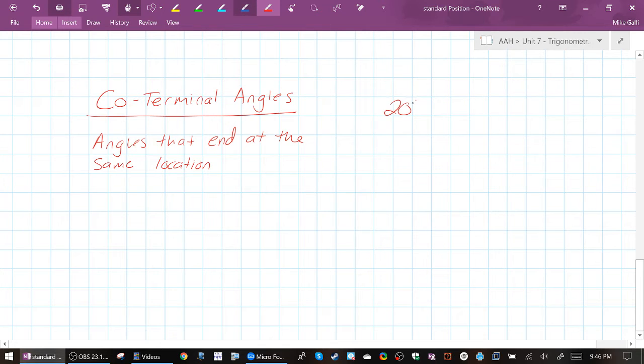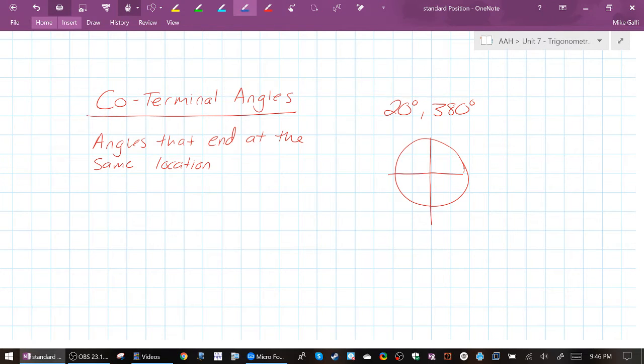We'll say 20 degrees and 380 degrees. These are coterminal. And let's figure out why. So if I'm looking at a circle, 20 degrees is right here. 20 degrees, right? So what we're saying is, if I found 380 degrees, it should be at the exact same location as the 20 degrees.